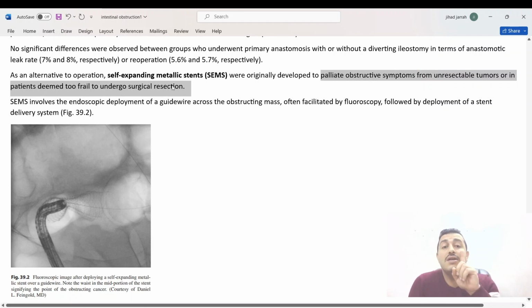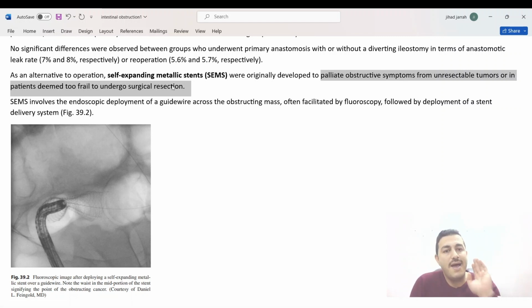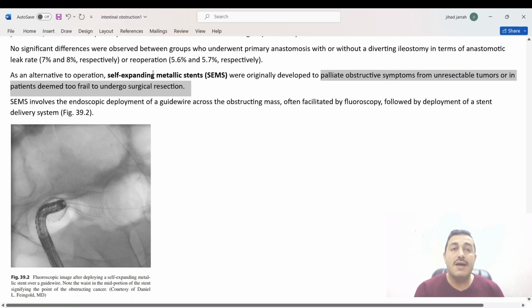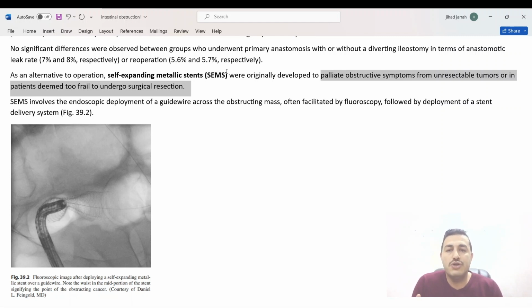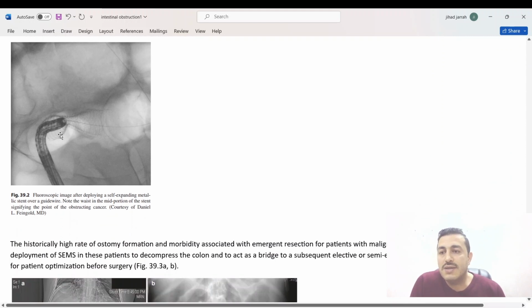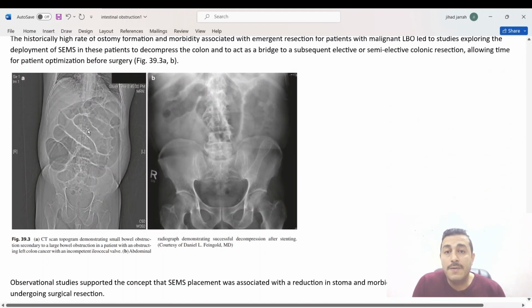Another important indication is that it could be a bridge to surgery. The patient has a resectable tumor and comes as an emergency, or we need more time to fully investigate the patient, so we can bridge with a stent. Here you can see the stent as we said. Here you can see the bridging to subsequent elective or semi-elective surgery.